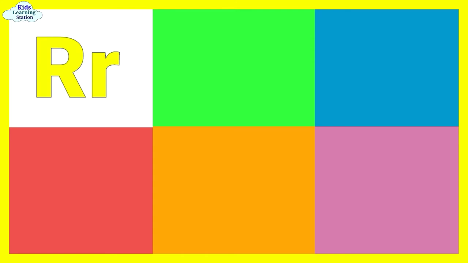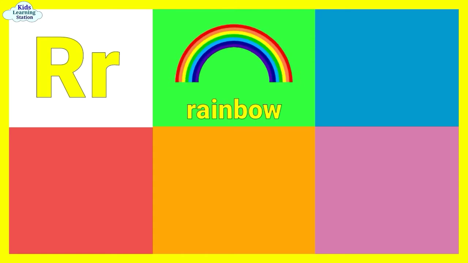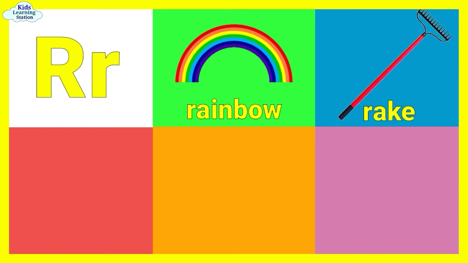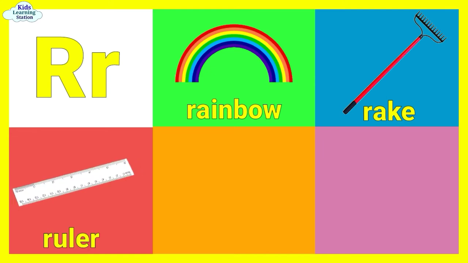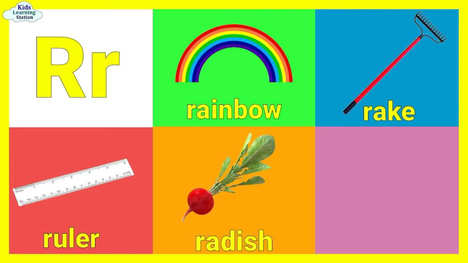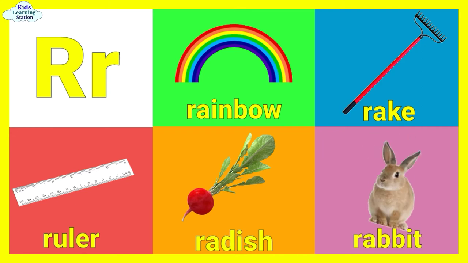R is for rainbow, rainbow. Rake, rake. Ruler, ruler. Radish, radish. Rabbit, rabbit.